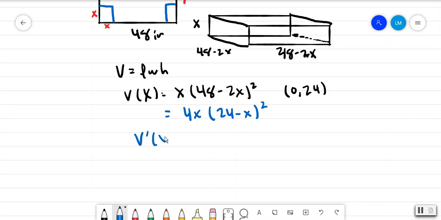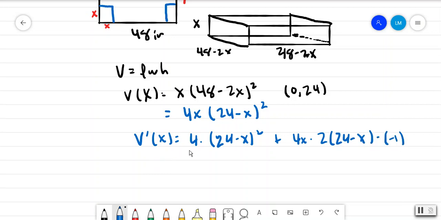Now, rather than using that we can FOIL this out, we can just say 4 times 24 minus x squared plus 4x times 2 times 24 minus x times negative 1. Now, notice that let's factor out a 4 and let's factor out 24 minus x. So that's going to leave you with 24 minus x, and then that's going to be minus 2, minus 2x.